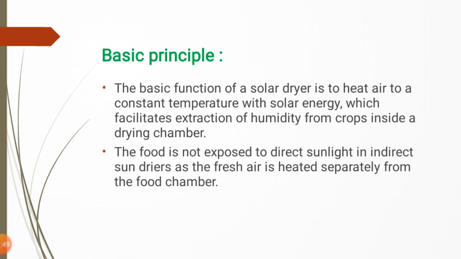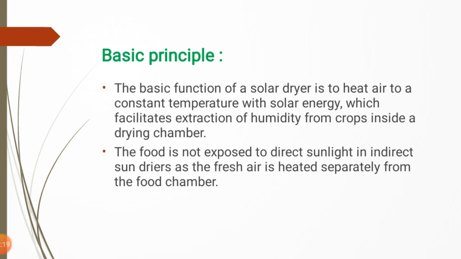That is the preservation of that product. The food is not exposed to direct sunlight in indirect sun dryers, as the fresh air is heated separately from the food chamber. In many of the food dryers or solar food dryers, the air is heated in a separate chamber, so that this air is passed through the material and the material gets dried.